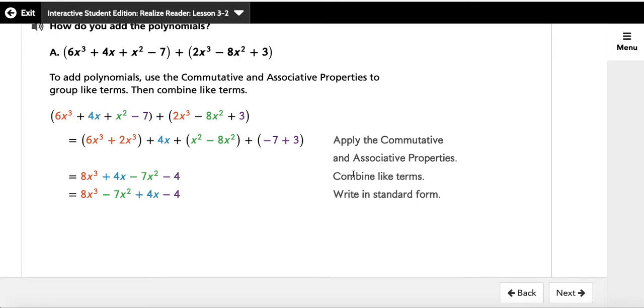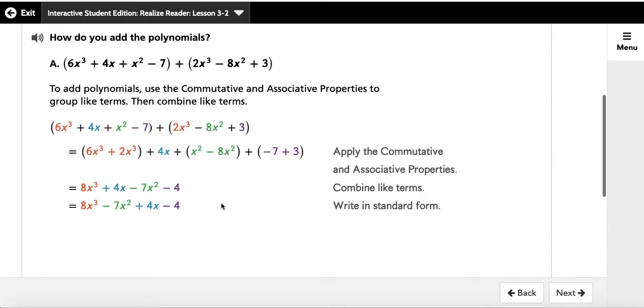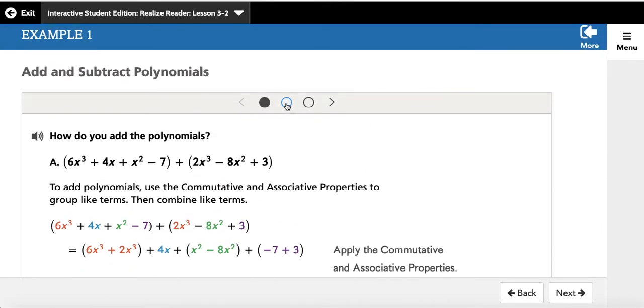Combine them. And then they rearrange the order so it's in decreasing, standard form. Pretty straightforward. You've got to know like terms. You had to do this in Algebra 1.